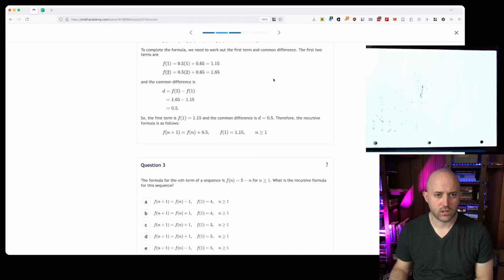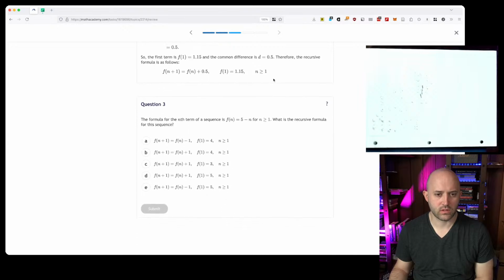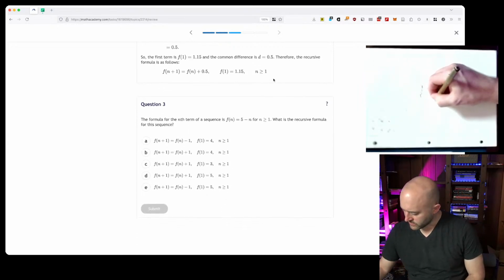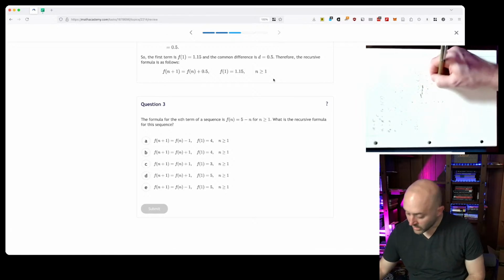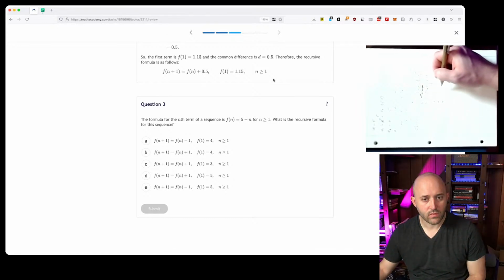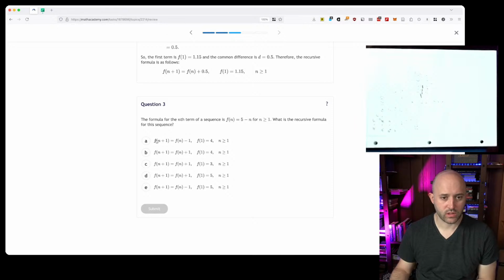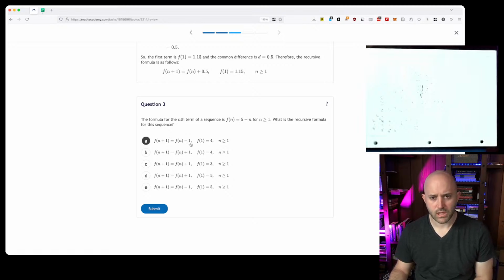Okay, so they find the difference in the terms. So it's 5, 4, 3. So the difference here is 1. So it's the previous one minus 1. So f of n plus 1 minus 1. Again, it's the first or the last one from this minus 1 piece. And f of 0 or f of 1 is going to be 4. So it has to be the first one. Double check that. Yes.